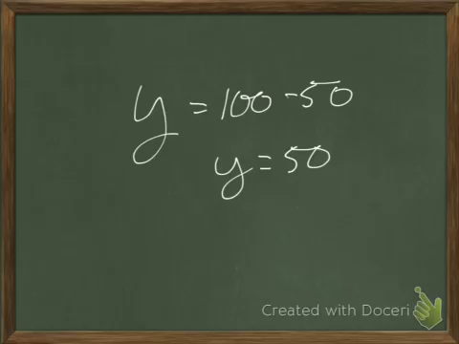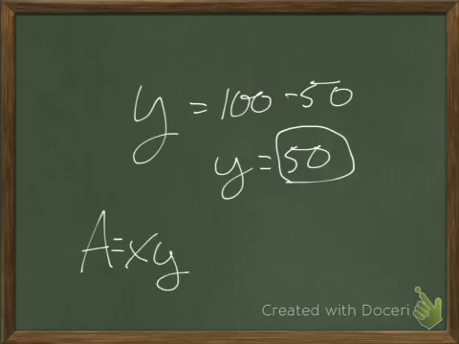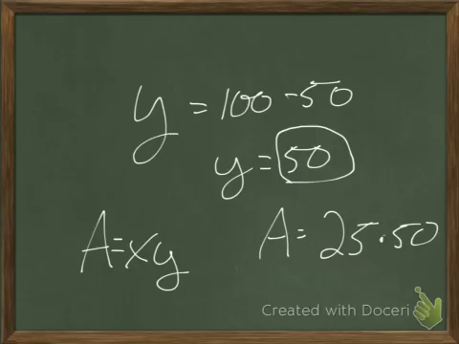Now we can plug this 50 and the other 25 into the area problem, which was area is x times y, and we get area equals, when the derivative changes, and when y is 50. So we get 25 times 50, which is 1250. And since this is area, that's square yards.